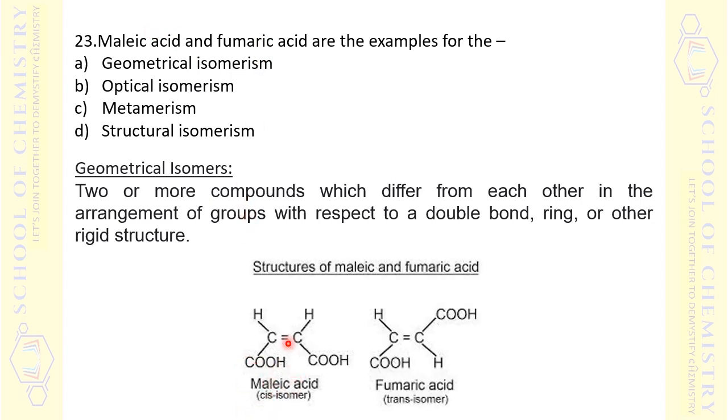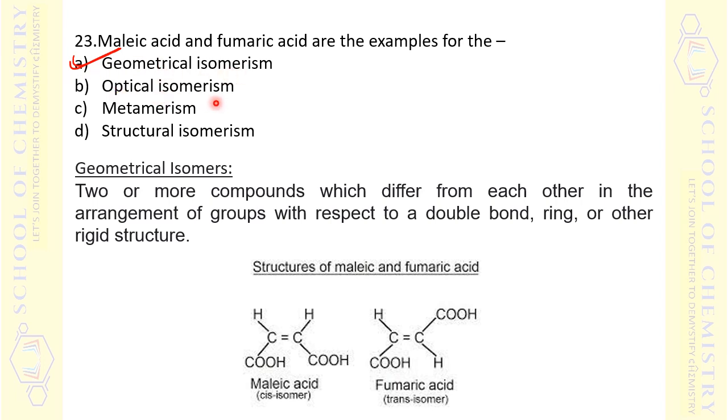As you can find here, with respect to this double bond, these two COOH groups, they are cis with respect to each other in case of maleic acid, whereas the same COOH groups, they are opposite to each other, or with respect to this double bond, they are trans to each other in fumaric acid. So therefore maleic acid and fumaric acid are very classic examples of geometrical isomers, and the corresponding isomerism exhibited is geometrical isomerism.